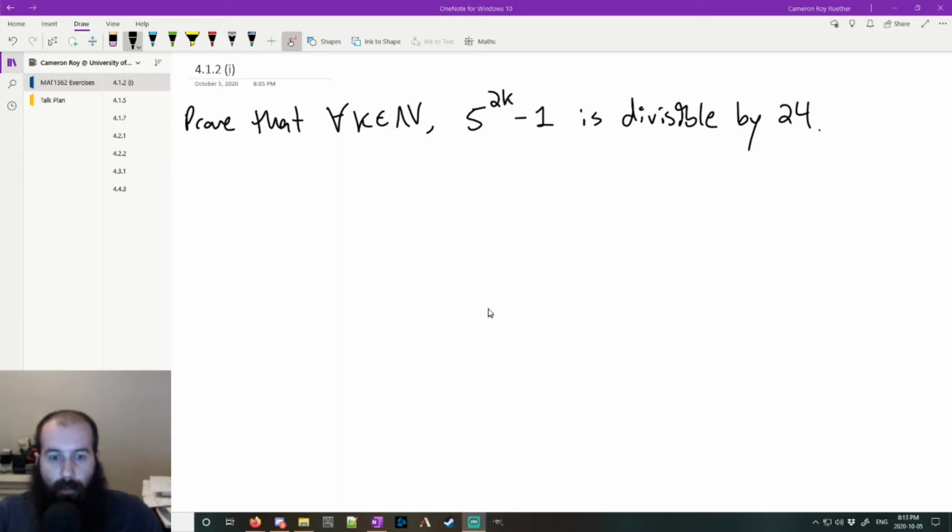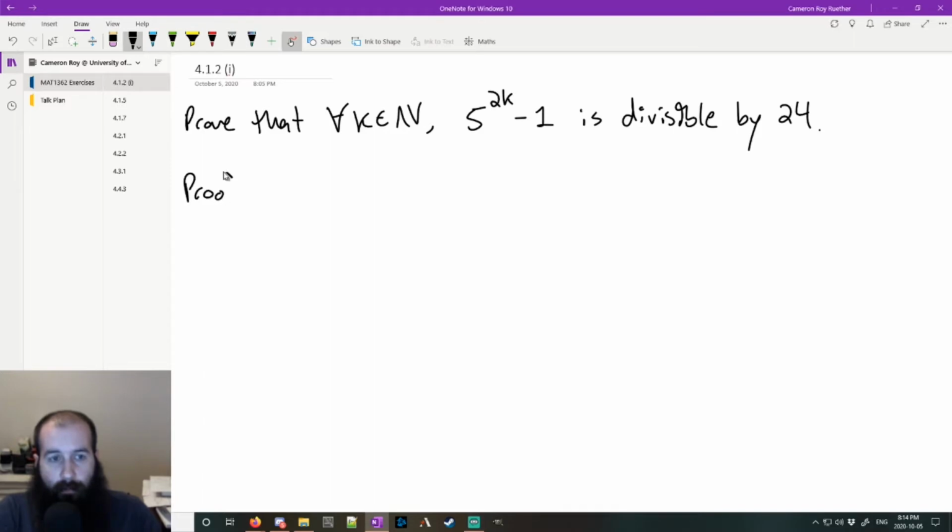Hello everyone, welcome to the exercises for DGD 4, and we're starting with some more examples of induction, now using exponents. So 4.1.2 part 1 is to prove that for all k, the expression 5 to the power of 2k minus 1 is divisible by 24.